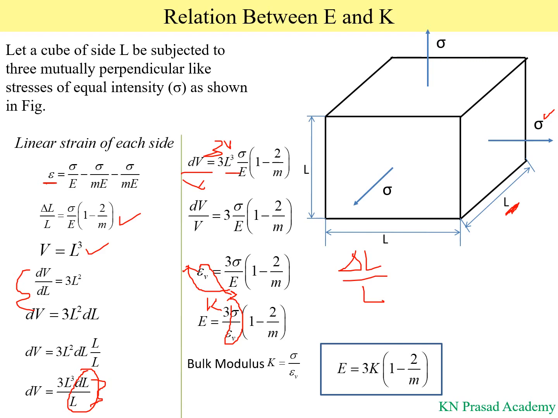So this is a very important formula. You have to remember this relationship between the Young's modulus and bulk modulus, which is E equal to 3K into 1 minus 2 by M. Just remember this formula.